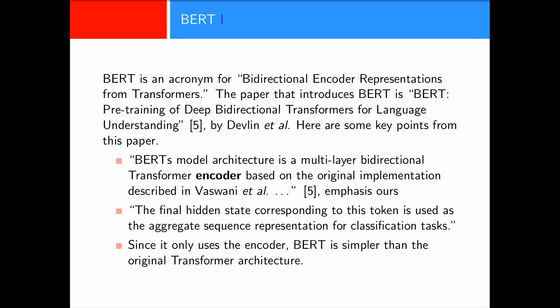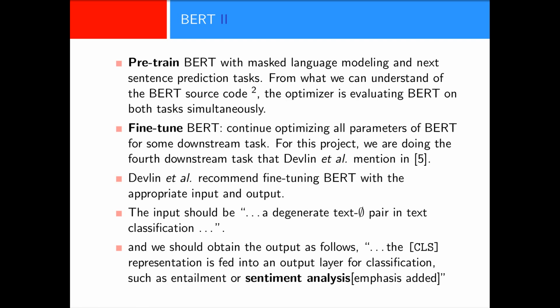Okay, so now we talk about BERT. So BERT is based on Transformers, and we took a look at the original paper for BERT, and there you can see that BERT is only using the left-hand side, the encoder part of the transformer architecture. So it's a little bit simpler than a transformer. And the way that the authors suggest one uses BERT is first to pre-train it on two tasks.